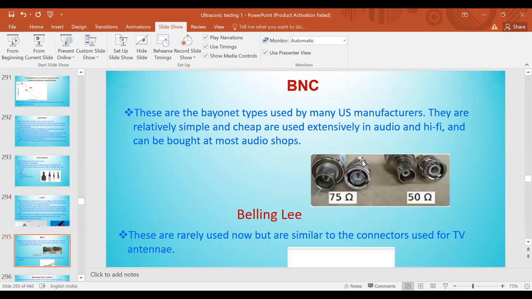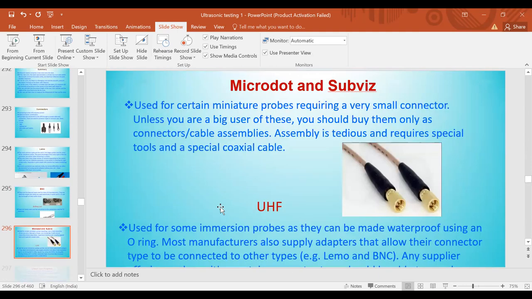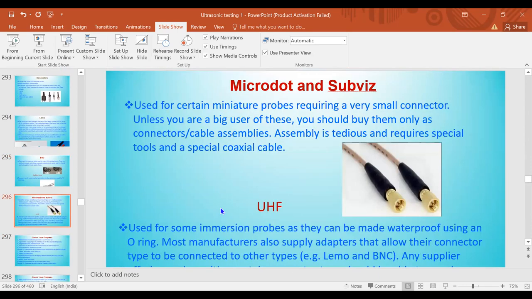Then there is BNC. These are bayonet types used by many US manufacturers. They are relatively simple and cheap, used extensively in audio and hi-fi, and can be bought in most audio shops. Bingley. Micro dot: this is micro dot male, and you have micro dot female connector also.